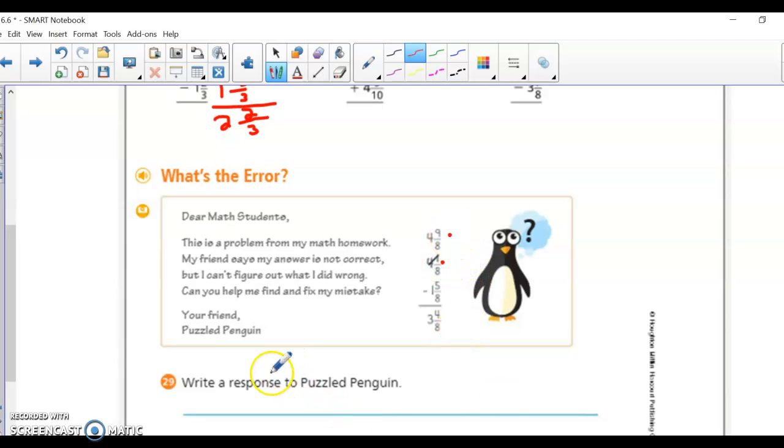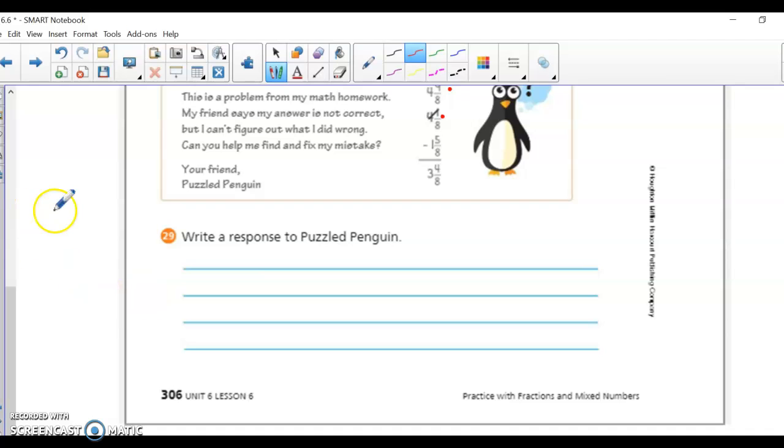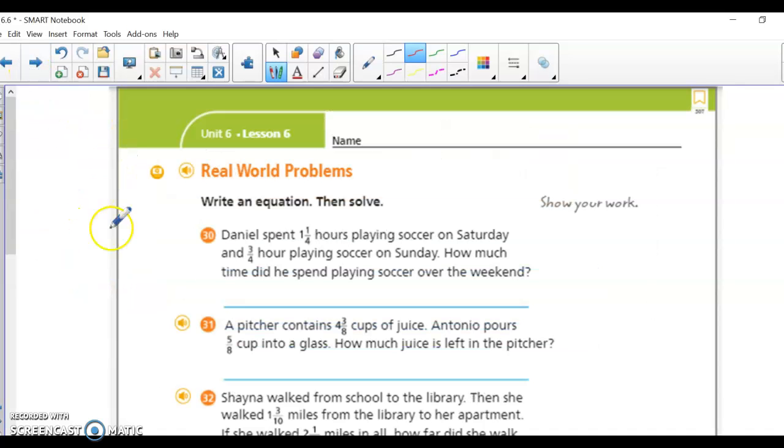He's trying to trade and borrow with 4 1/8. He turned it into 4 9/8. There's a simple mistake he made. See if you can figure that out. And then as we go forward to page 307, this is the word problems that I was talking about.